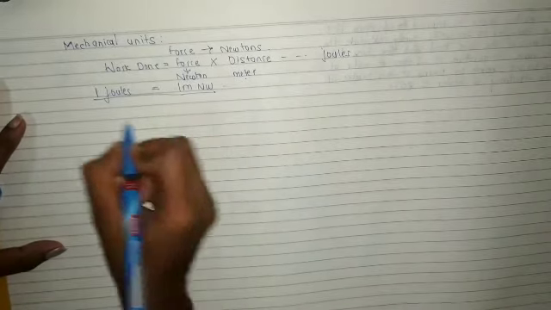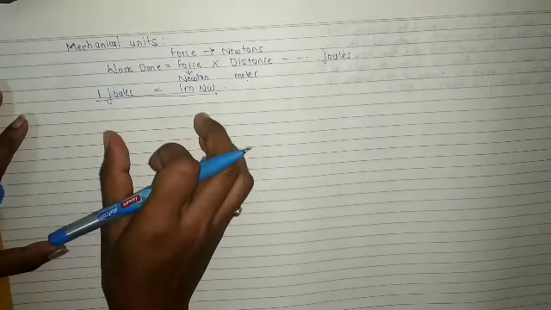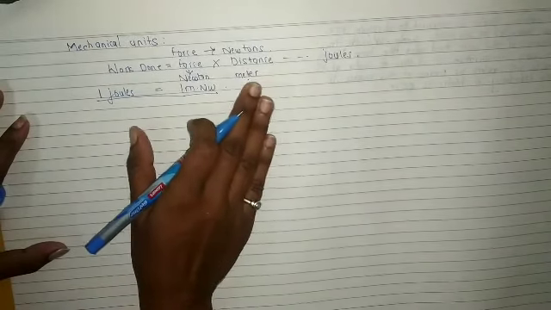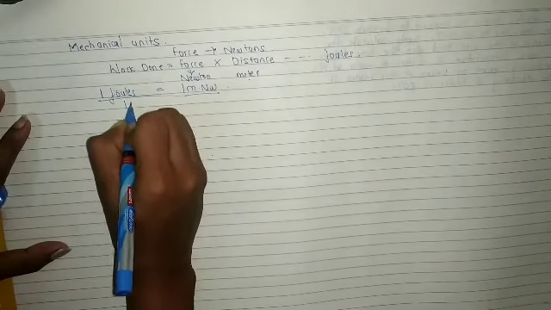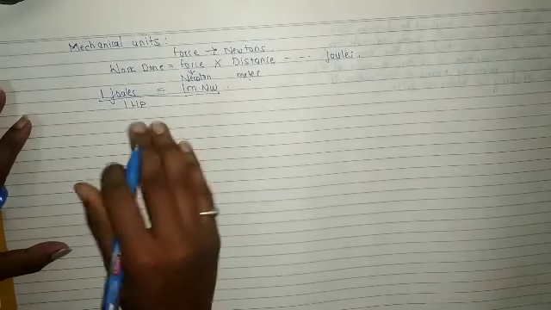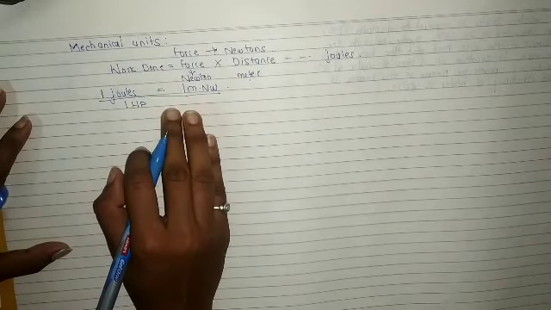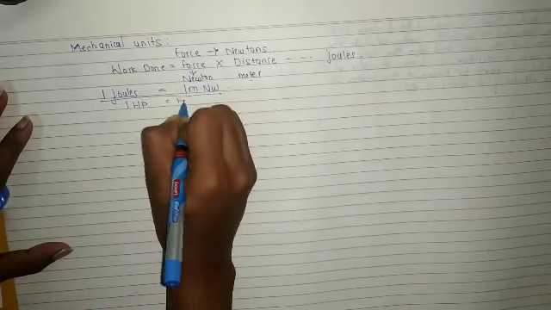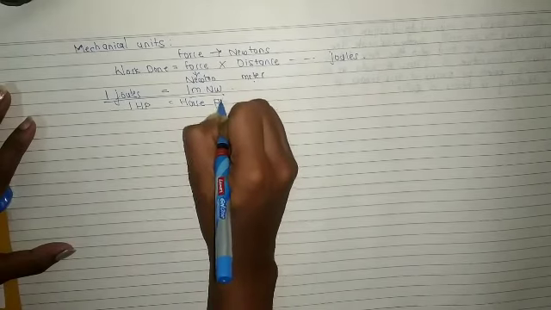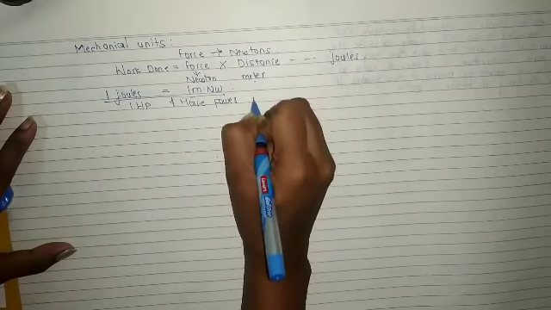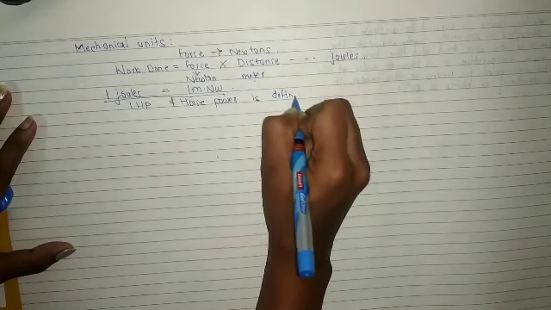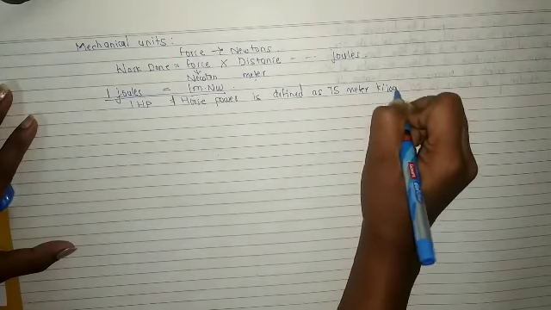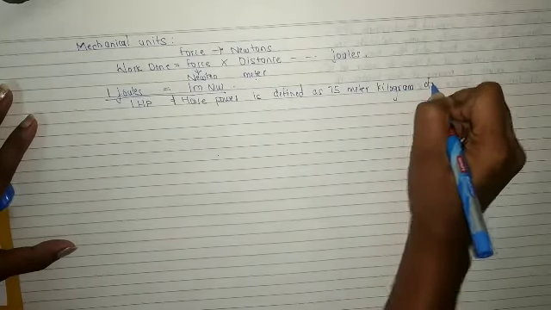Now we'll see 1 horsepower. What is a horsepower? It is also a unit of power. They have not given a deep explanation for you, so just remember 1 horsepower. 1 horsepower is defined as 75 meter kilogram of work done per second.